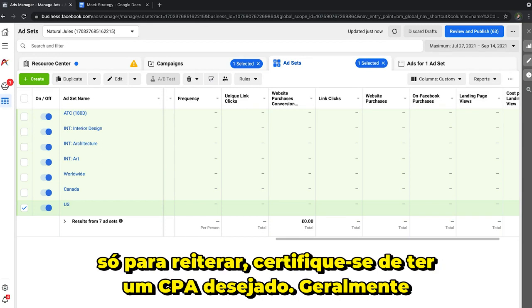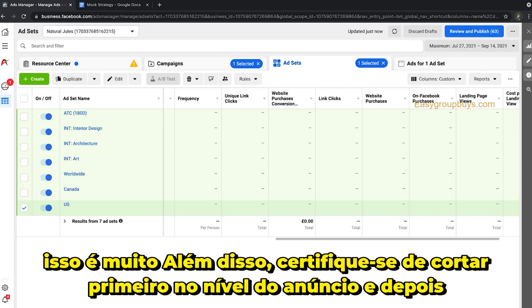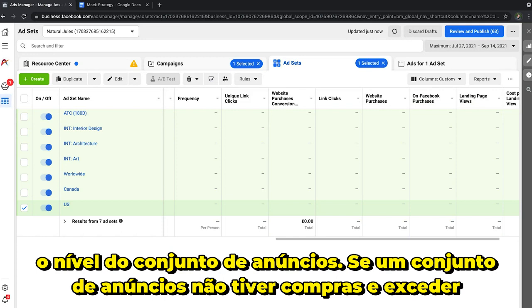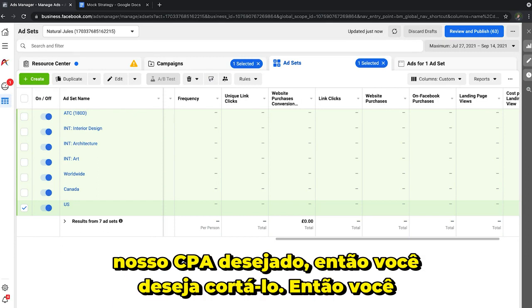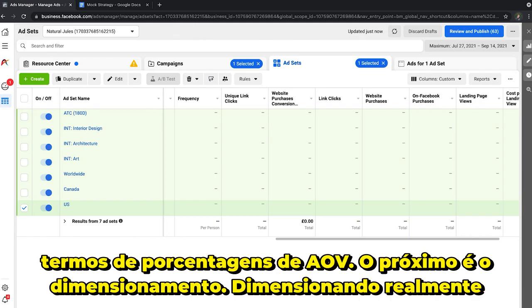So just to reiterate, make sure you have a target CPA, usually 40 to 50% of AOV. Make sure to keep that in mind and make sure that's very important. Also, make sure to cut at the ad level first, then the ad set level. If an ad set has no purchases and exceeded our target CPA, then you want to cut that. Then you want to replace it. So that covers when to cut your ads in terms of percentages of AOV.